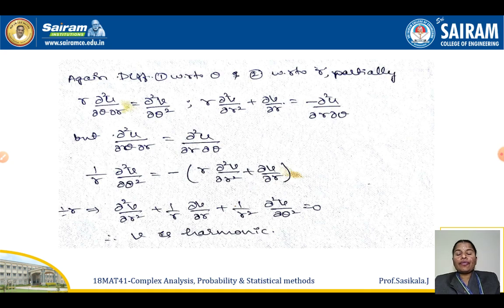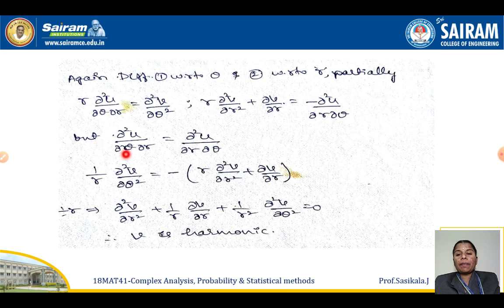So again, differentiate with respect to theta in equation number 1 and with respect to r in equation number 2, partially. What will I get? r into ∂²u/∂θ∂r is equal to ∂²v/∂θ². But here I will have the product rule, right? So r into ∂²v/∂r² plus ∂v/∂r into the differentiation of r, which will be 1, is equal to minus ∂²u/∂r∂θ.